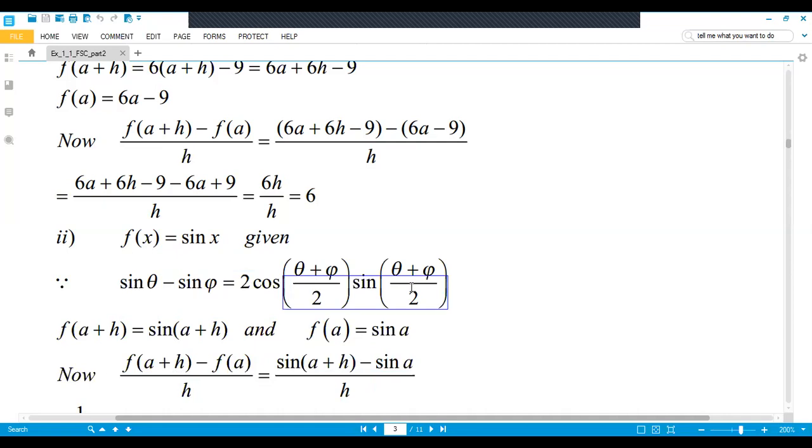So why did I revise this formula with you? The reason is that we use the same formula here. Here your alpha is a plus h and beta is a.